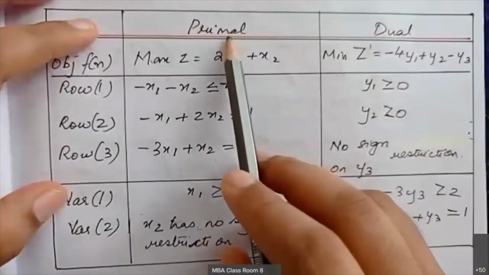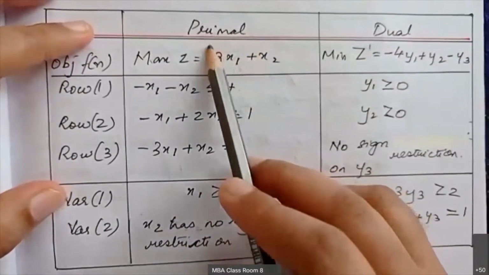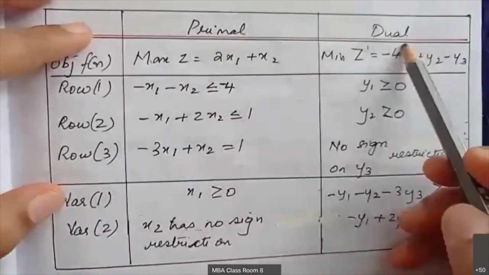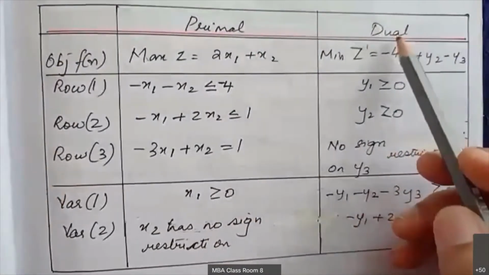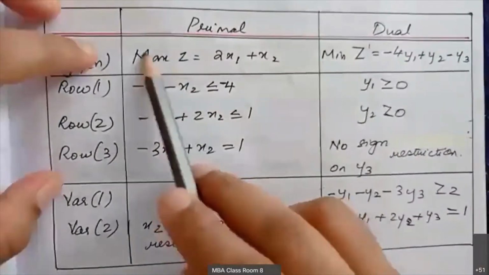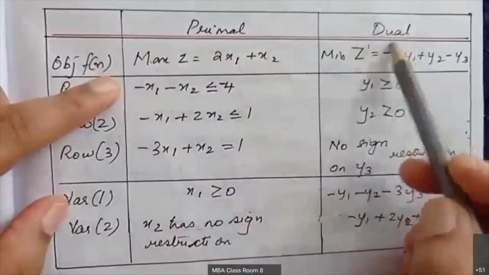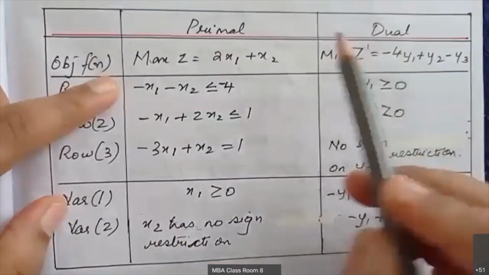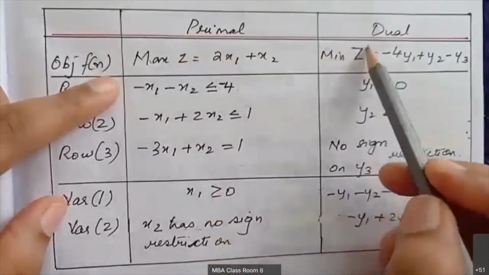So the initial LPP that you take will be called the primal, and the other one, the opposite one, will be called the dual. Over here we have the maximization, right? Here we have the maximization. So correspondingly in the dual you will have a minimization problem. Here I have Z. I'll write it over here as Z dash.